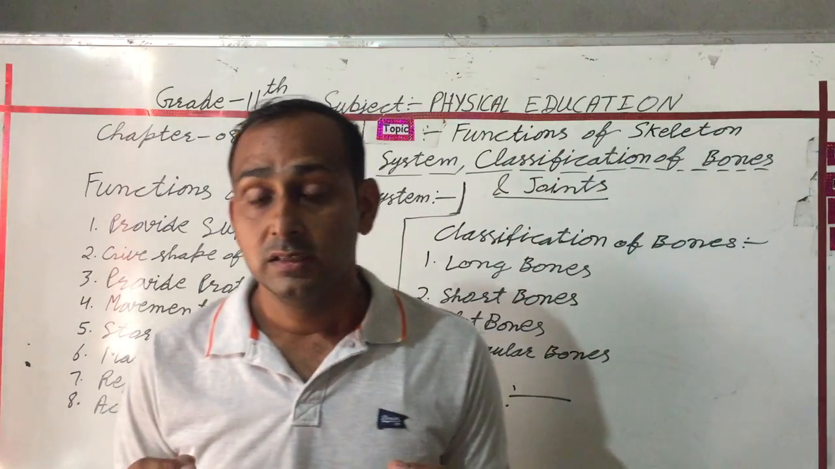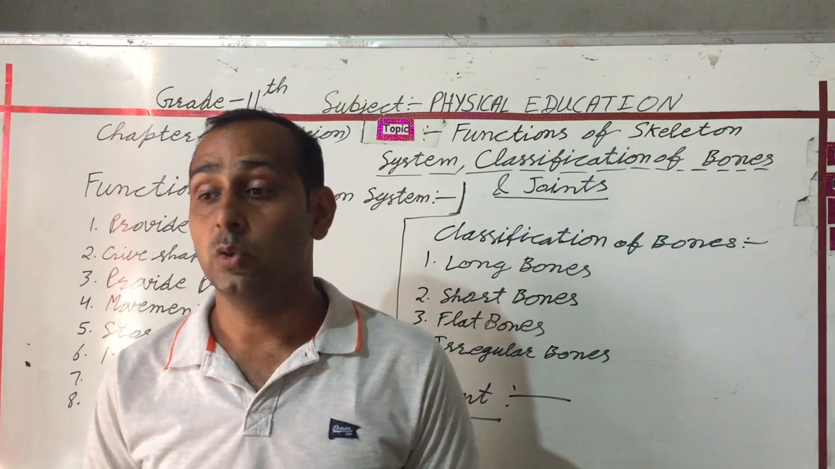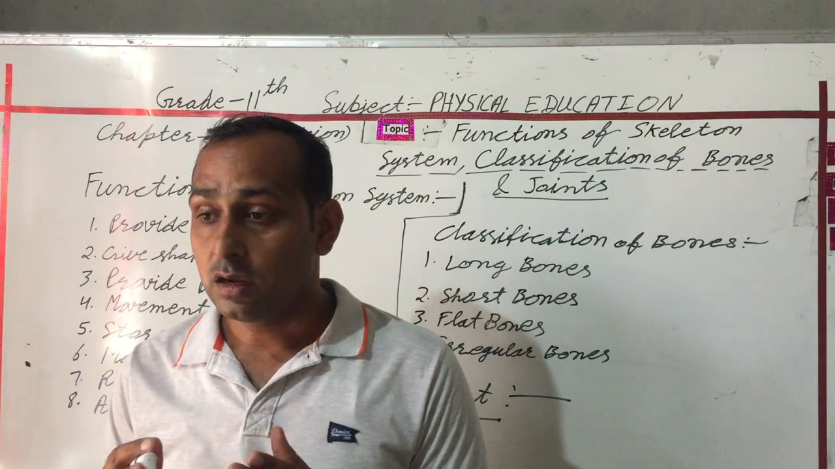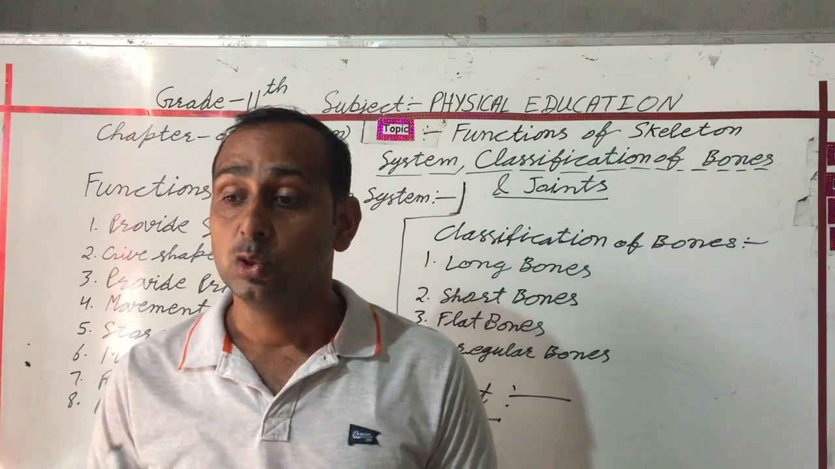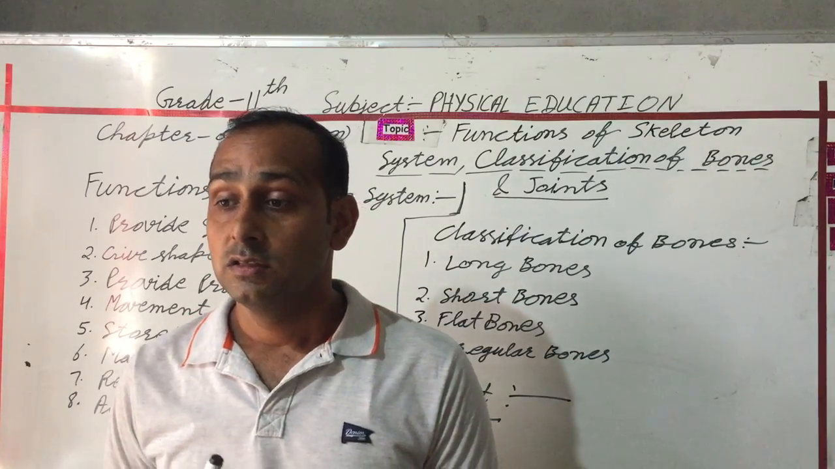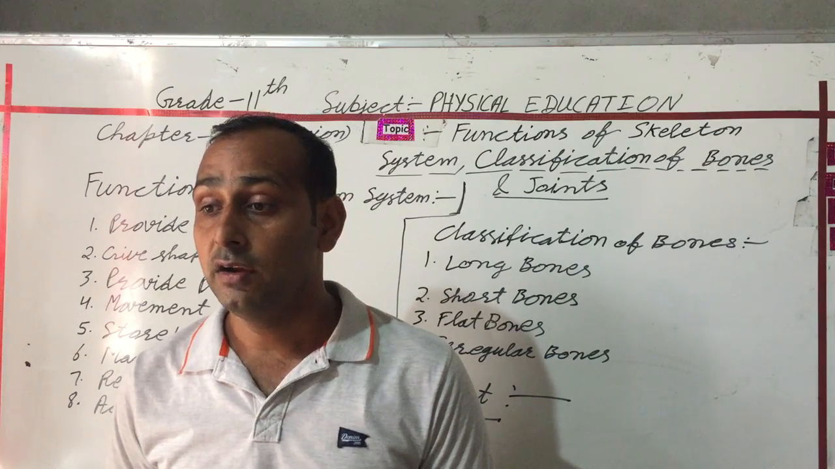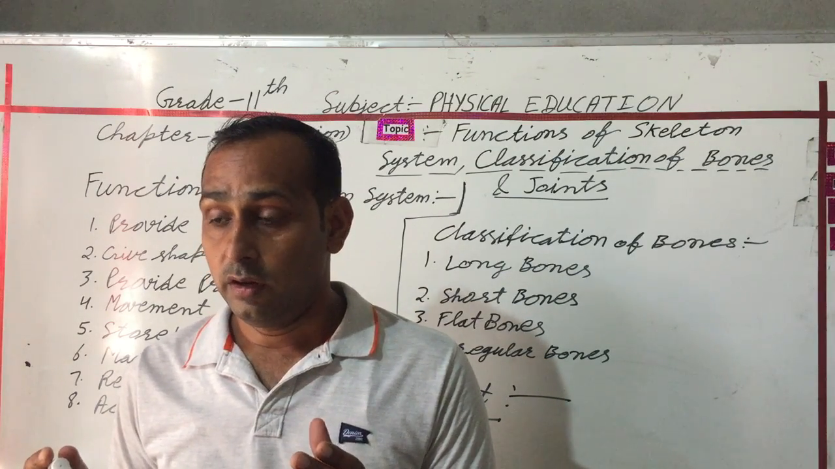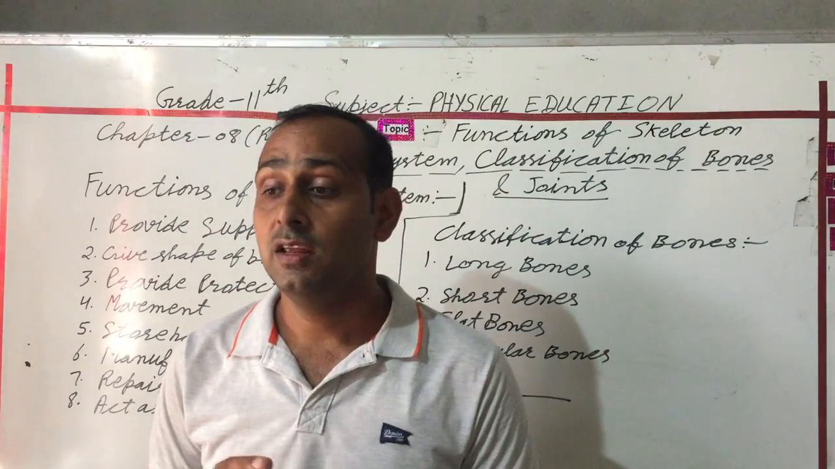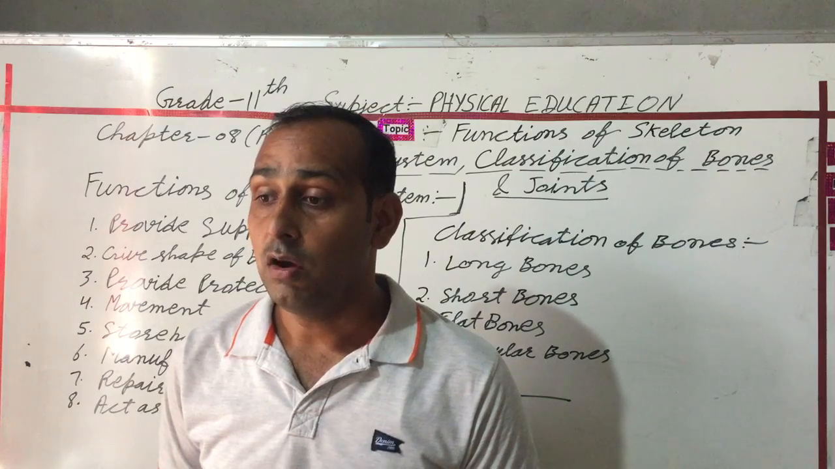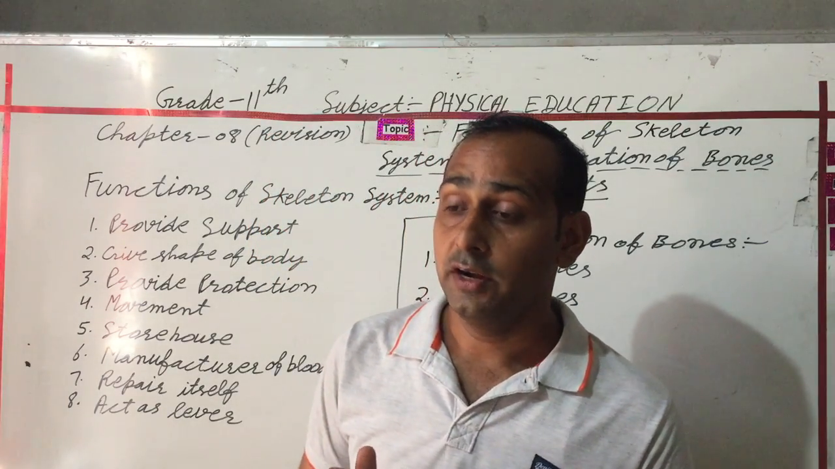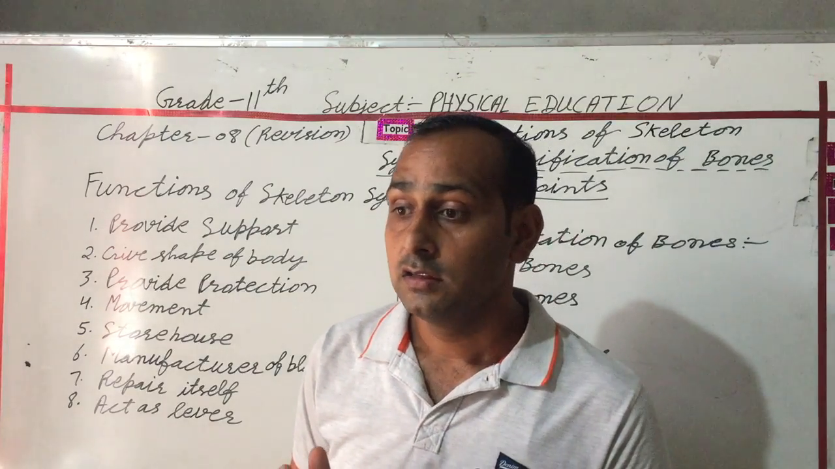Second is the slightly movable joints. These are cartilaginous joints. In these joints, the surfaces of bones are separated by some intervening substances. The movement of such joints is very limited. Examples of slightly movable joints are the joints of ribs and spine.